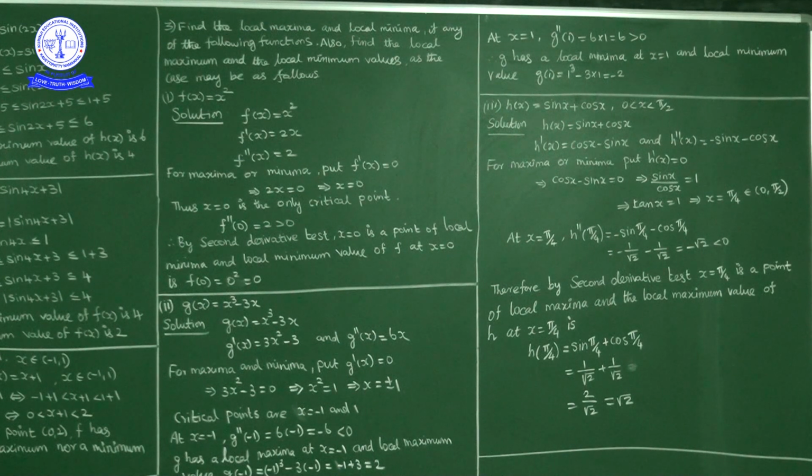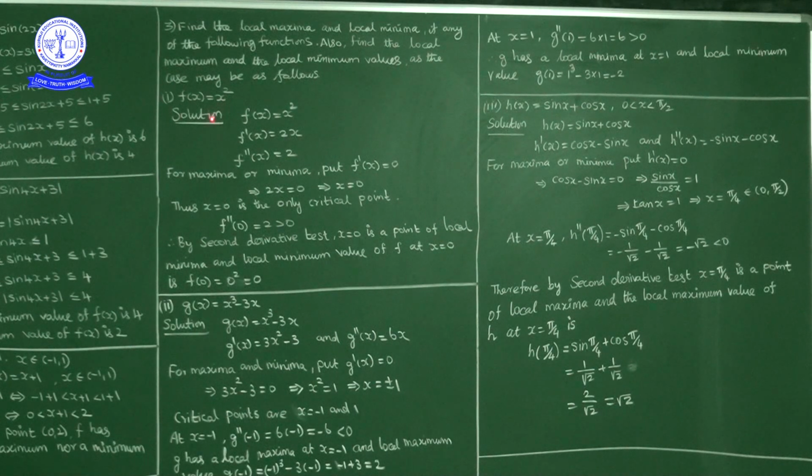Whenever f double dash of x is greater than 0, at the point where f dash of x equals 0, that point is called a point of local minima. And wherever f double dash of x is less than 0, at the points where f dash of x equals 0, those points are called points of local maxima. Now, what is the question here?